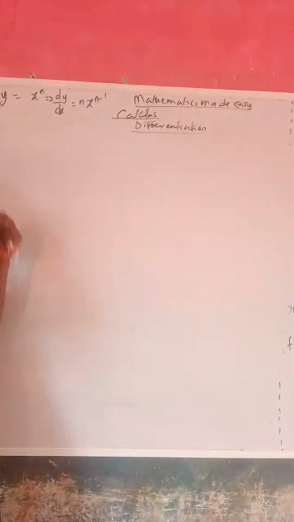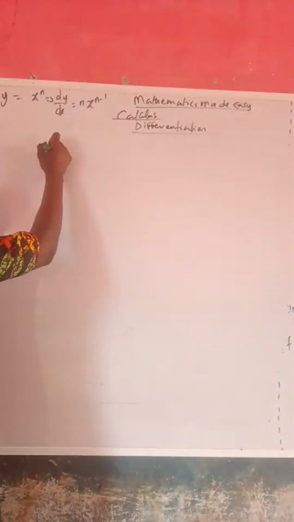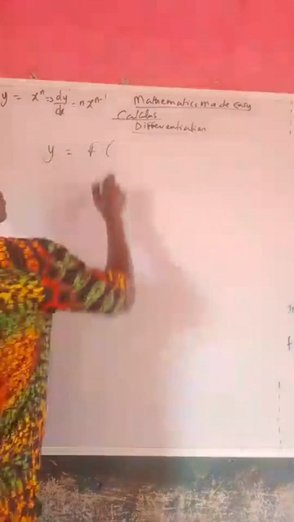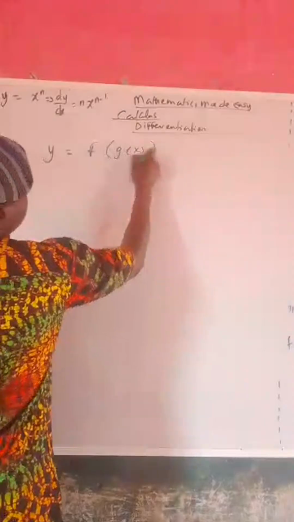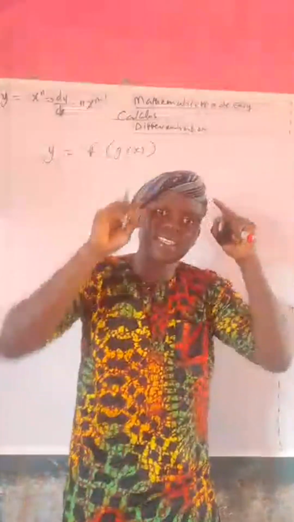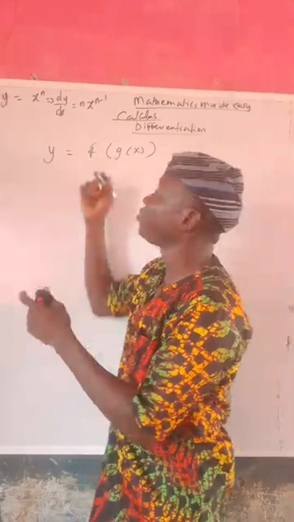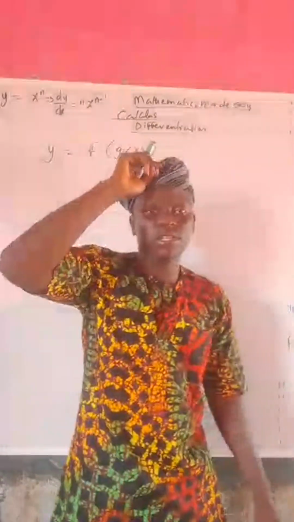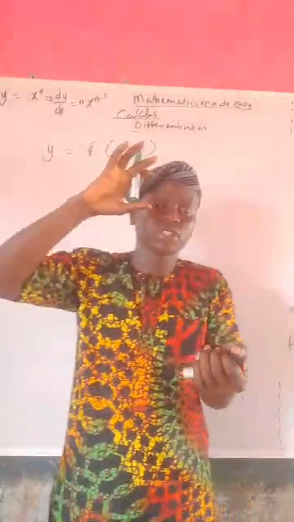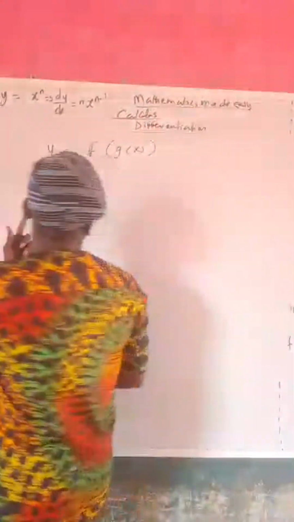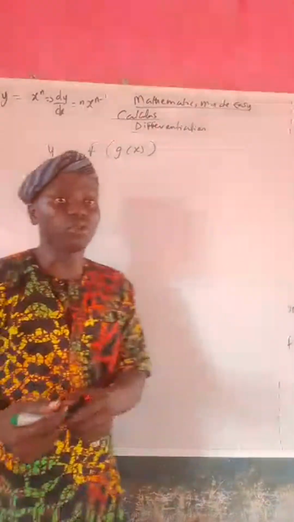So when you have this kind of function, y equals f of g of x, like you have a function inside another function, that's the chain rule. Do you understand what I'm saying? You have a function inside another function, so you make use of the chain rule to differentiate this kind of function by making a substitution.